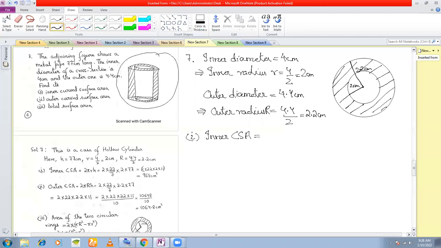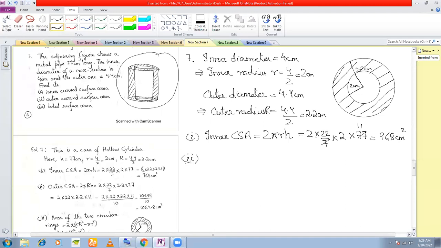The formula for curved surface area is 2 pi RH. 2 pi, and because we are talking about the inner curved surface area, we are going to take small r. 2 pi rh. Height will remain the same here. Height here is given to be 77 centimeter, right? So you can now put the values: 2 into 22 by 7 into the inner radius is 2 and the height is 77. So this will cancel here 11 times. So you're going to get this as 968 centimeter square. This is the inner curved surface area.